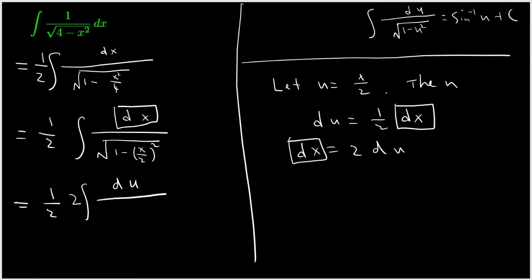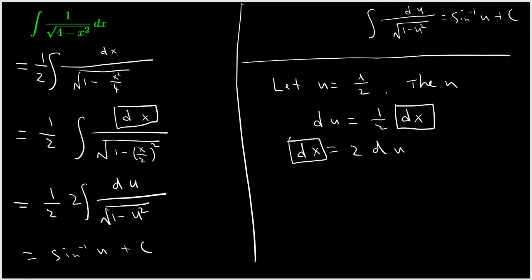And then on the denominator you have square root of 1 minus u squared. Okay, 2 and 2 cancel from the numerator and the denominator. So the antiderivative of 1 over square root of 1 minus u squared is inverse sine of u. You have inverse sine of u and then plus c.